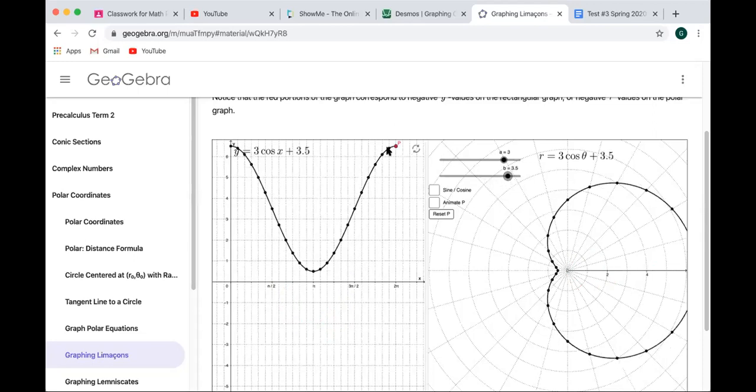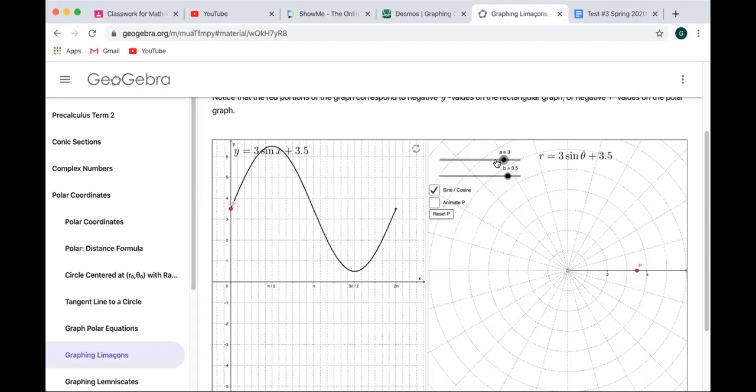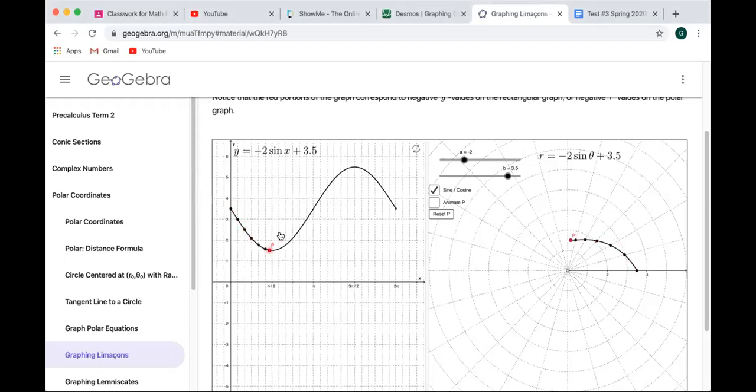Okay, another question for you. What do you think happens if A becomes negative? Think about that for a minute. This is still sine, by the way. And good, that's right. It is going to get reflected. Here it comes. So here's dimpled Limaçon, but the dimple is going to be on the top.